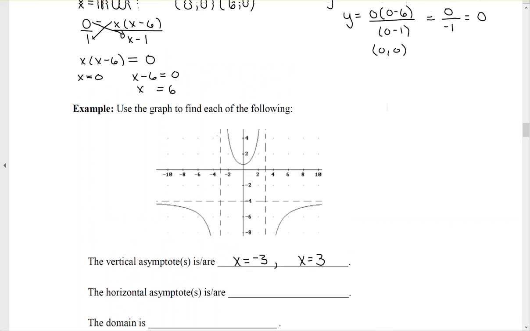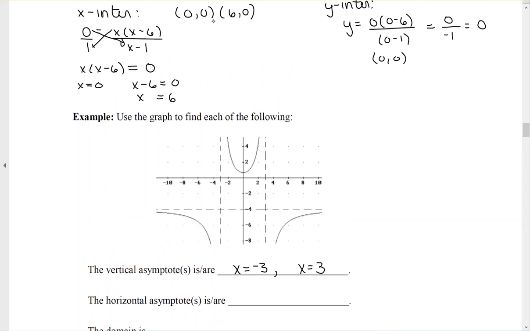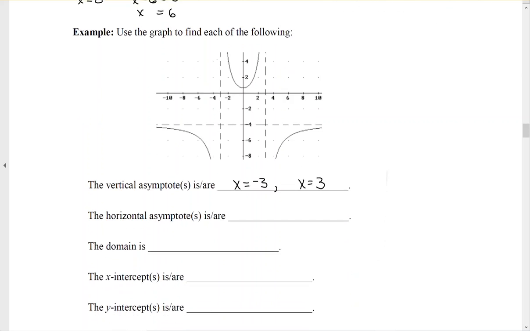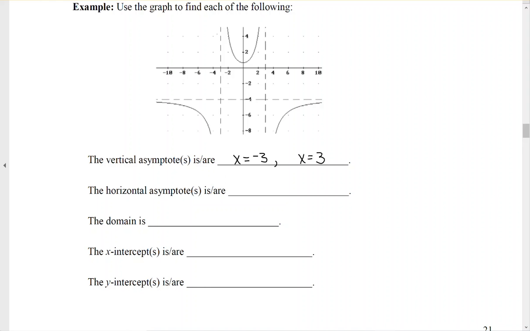That's why we make a point, when we're talking about x-intercepts, we write them as points, not just leave it as x equals 6, because if I wrote it as x equals 6, someone might get confused and think that's the entire vertical line, x equals 6. Vertical asymptotes are lines. Horizontal goes this way, and it crosses the y-axis at -4. So it's y equals -4.